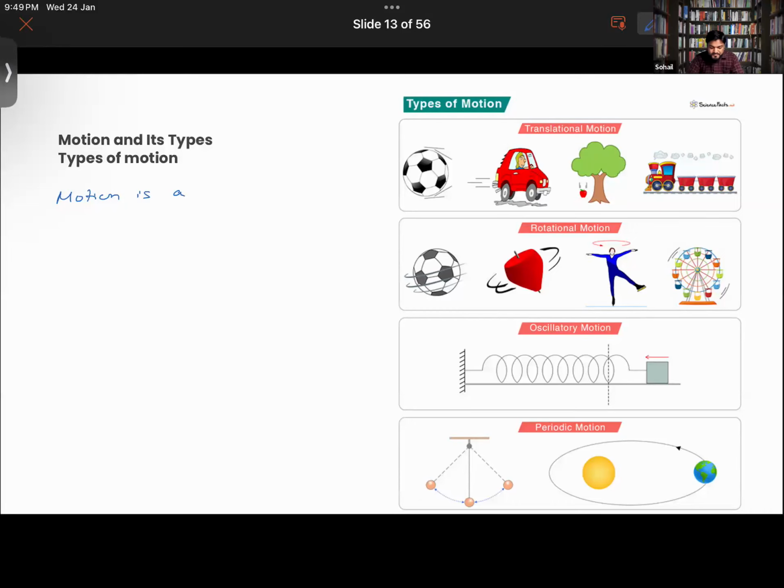Yeah. Okay, sure. Let me first write the definition of motion. So motion is a phenomena where the position of a body is changed over the time.